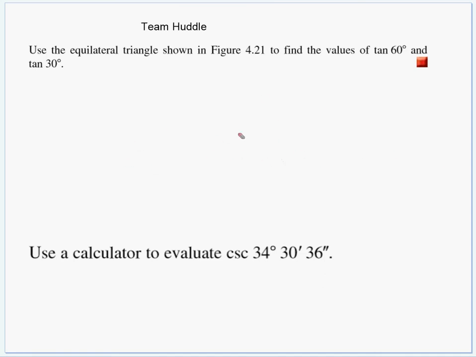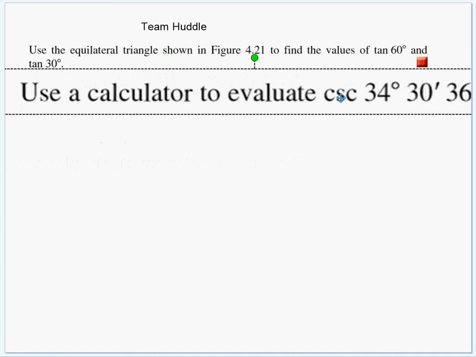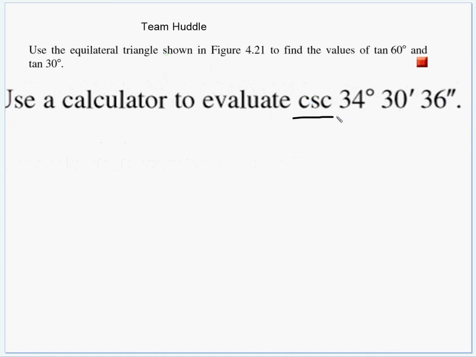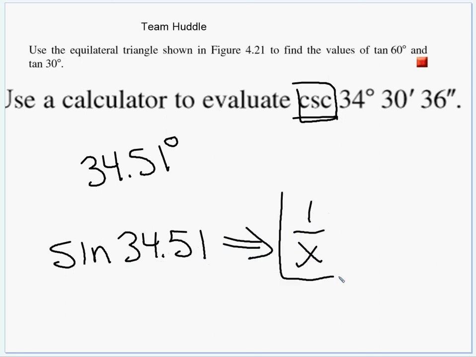Okay. Now this one, first thing we're going to do is convert the degrees, minutes, and seconds into decimals. And that's going to be 34.51 degrees. Again, cosecant is not a button on your calculator, but sine is its reciprocal. So we're going to find the sine of 34.51 degrees. And once we have that value, we're going to invert it with the 1 over x key.